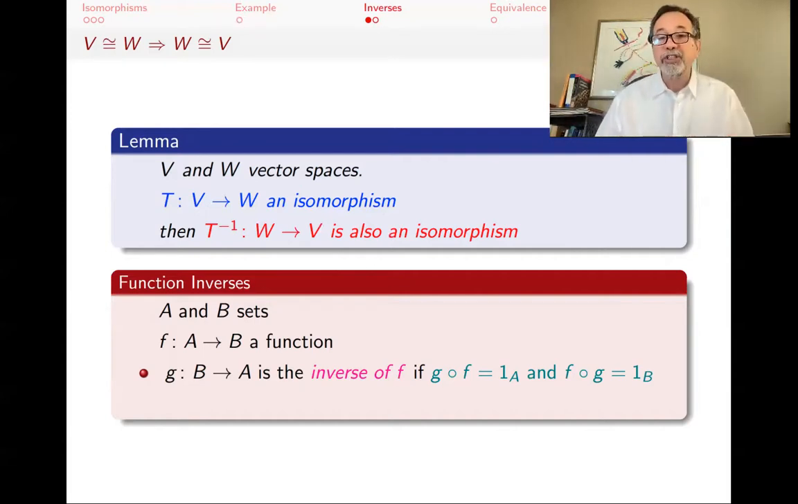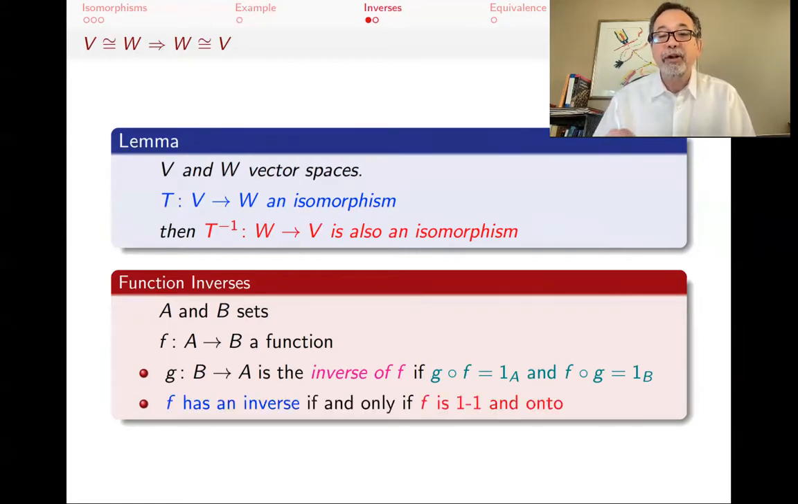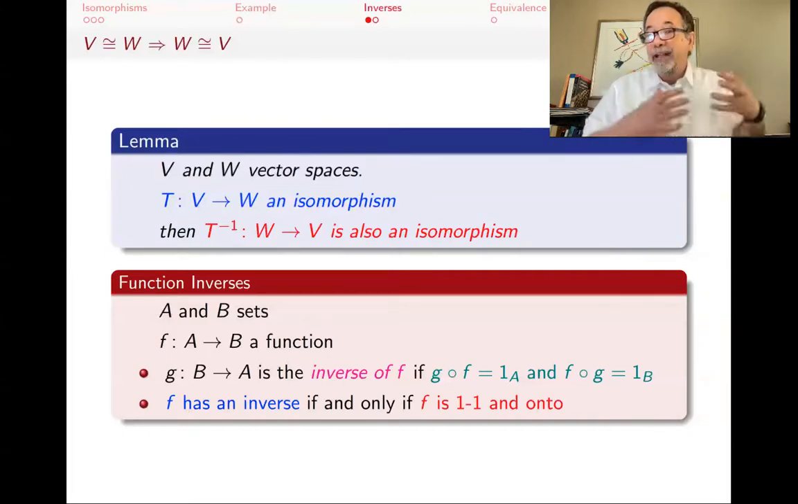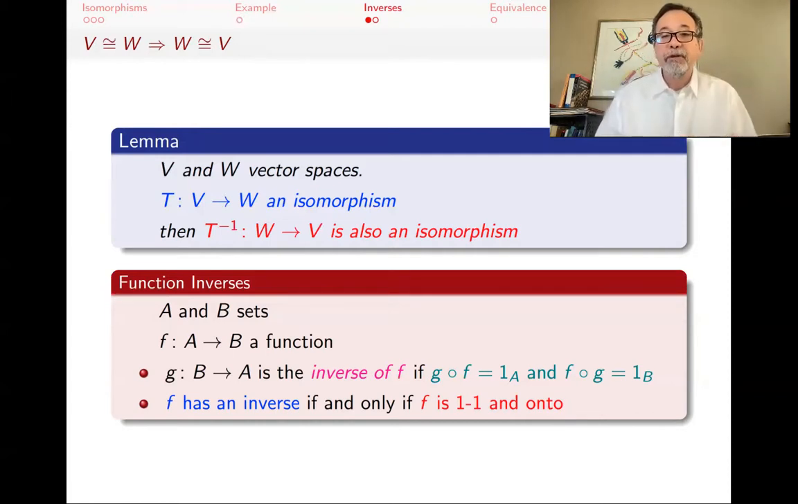Now, not all functions have such inverses. F has an inverse if and only if it's one-to-one and onto. You need both one-to-one and onto-ness to have an inverse, and if you have an inverse, you will be one-to-one and onto. This was also a subject of a previous general lecture on functions. Okay, so in our case, isomorphisms are one-to-one and onto, so they do have inverses. So T inverse exists. But what I want to show you, what this lemma says, is that it's also an isomorphism.